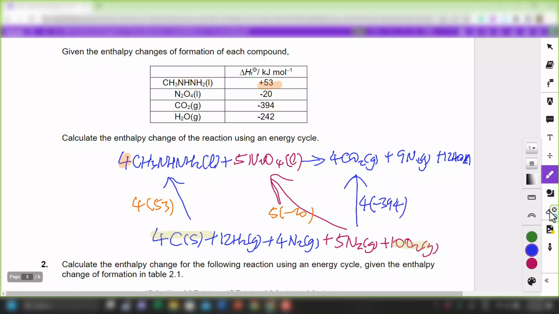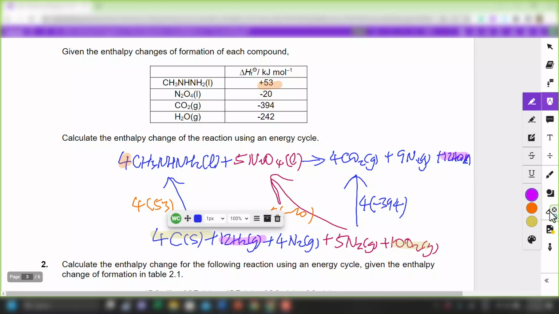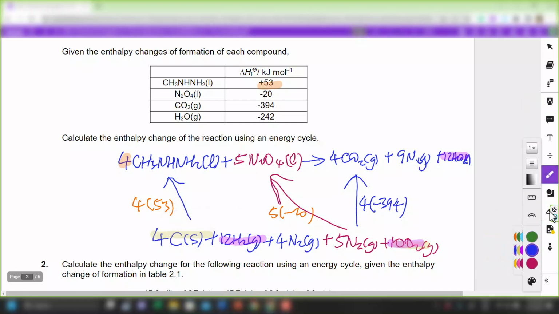After that I'm going to define H2O. So I have 12 H2 here, and earlier on I've used up 4 O2 in the enthalpy change of formation for 4 CO2. Now I'm going to use up the remaining 6. You notice that it's balanced. Then I'm going to have 12 over here, multiplied by minus 242.